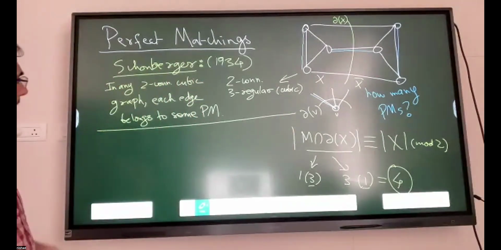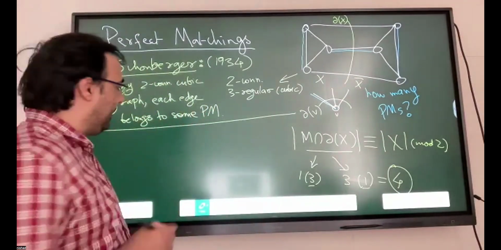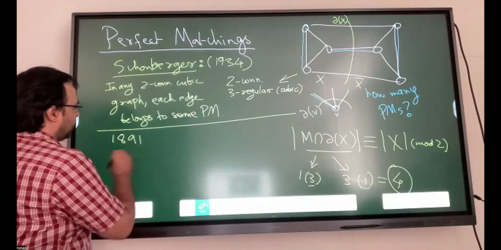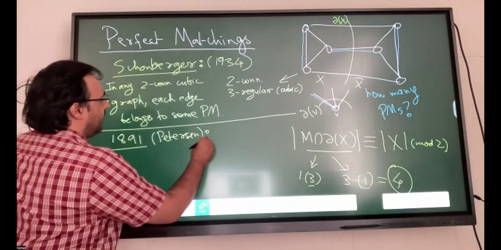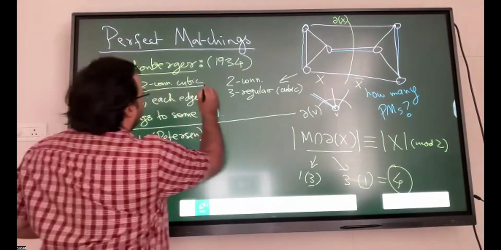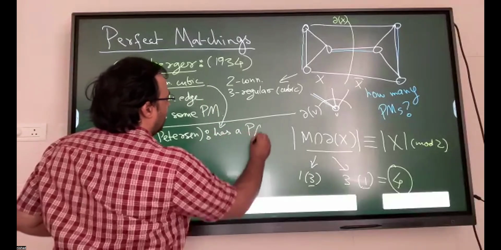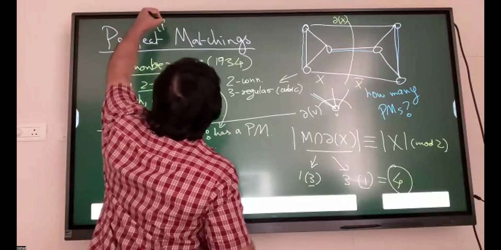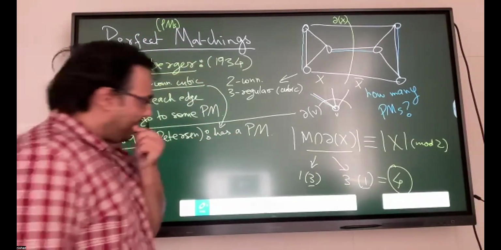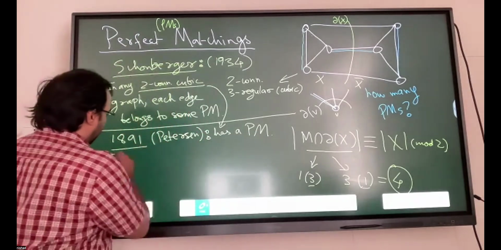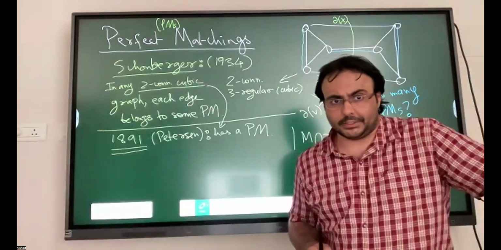Okay. In fact, a weaker version was known to Petersen, the famous Petersen of the Petersen graph, in 1891. Petersen already knew a weaker statement, which is that every 2-connected cubic graph has a perfect matching. I will abbreviate perfect matching to PM. So this was already known to Petersen in 1891, and this has connections with the 4-color theorem, which was, of course, back then the 4-color conjecture.